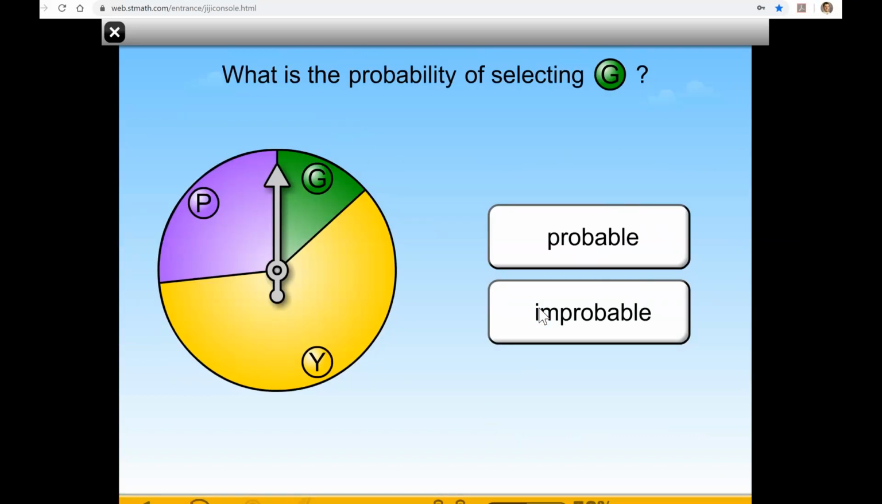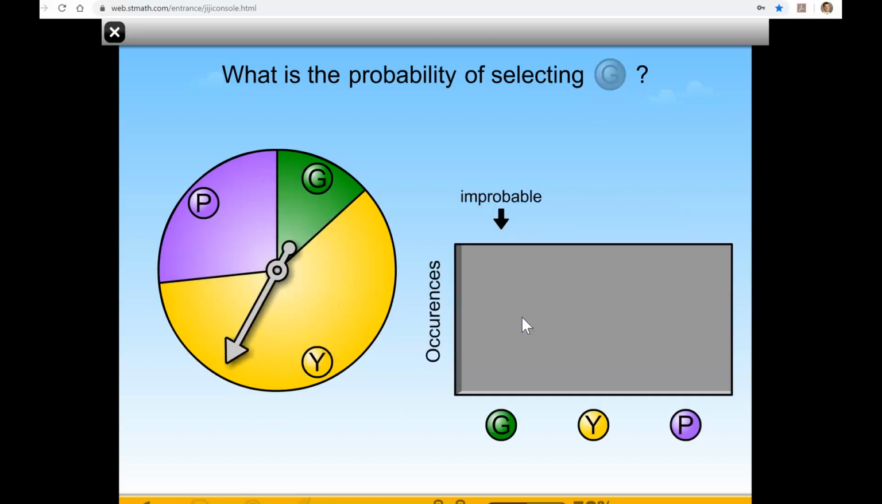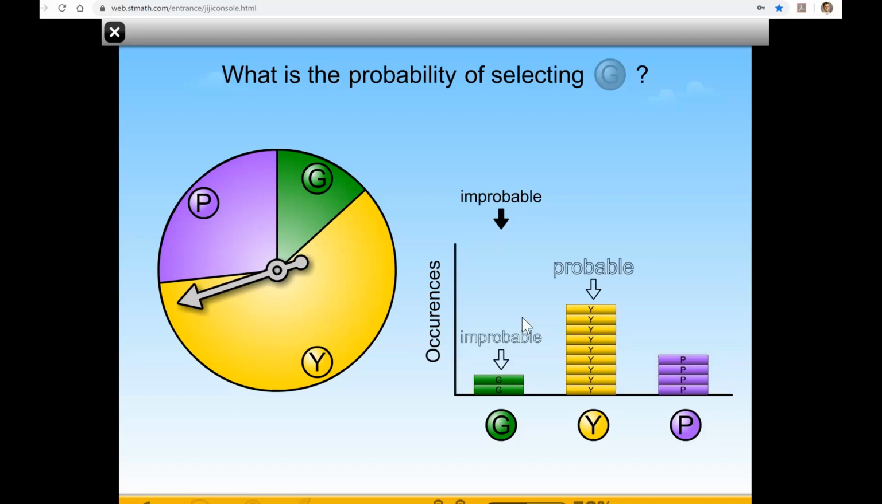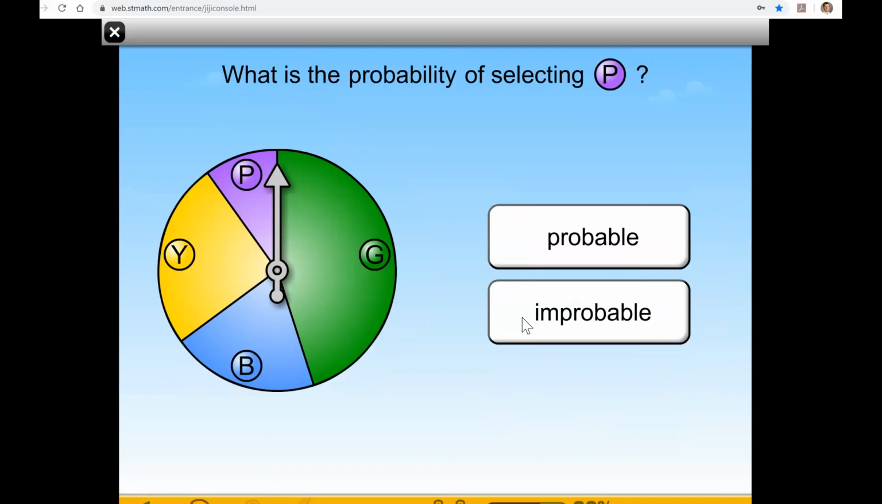What's the probability of selecting G? As you can see here, Y is definitely the most probable because it takes up the most space. So it is improbable that it would land on G. Not likely, and it's possible. The nice thing about probability is, if I were to give you these odds, it is possible in just one chance that you could land on G, or in this case, one chance that you could land on P.